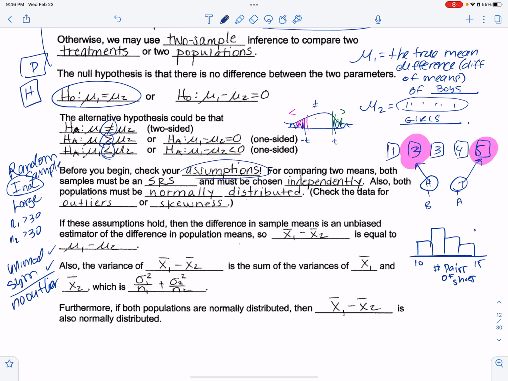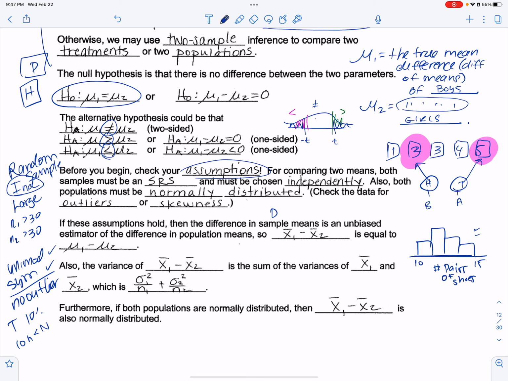And then you would say, okay, unimodal, symmetric, no outliers, and the 10% rule shows that I took less than 10% of the population. And if all those conditions are met, then I am safe to proceed to a 2-sample t-test.